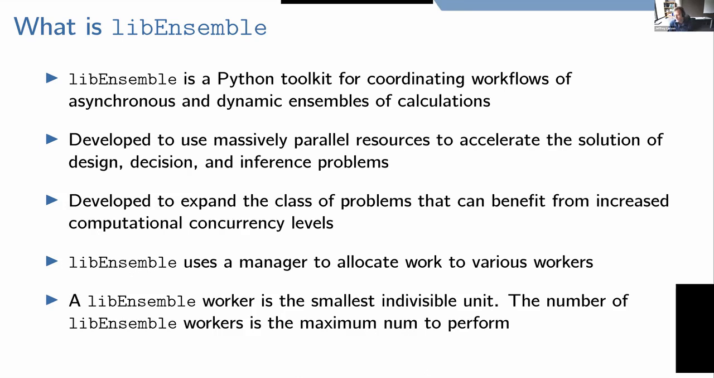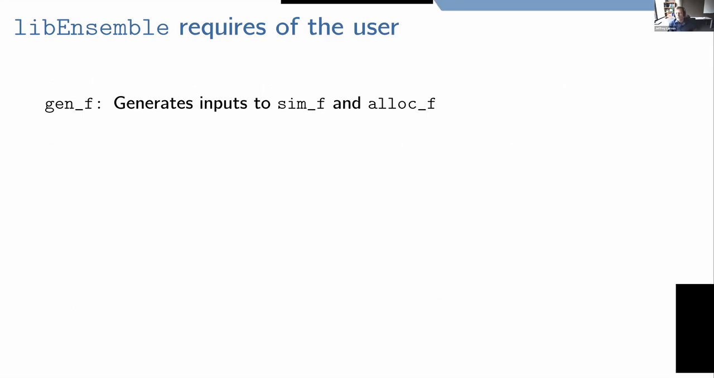And then what is a worker? A libEnsemble worker is the smallest indivisible unit. So I guess it's the maximum number of concurrent function evaluations, or simulation evaluations, you'd like to run. A worker could have a node, a worker could have a CPU, and the resources given to a worker could be not identical across your collection of workers, but the worker is the smallest indivisible unit.